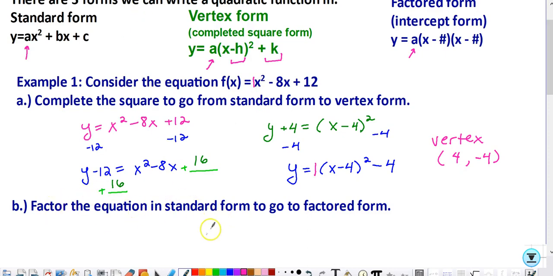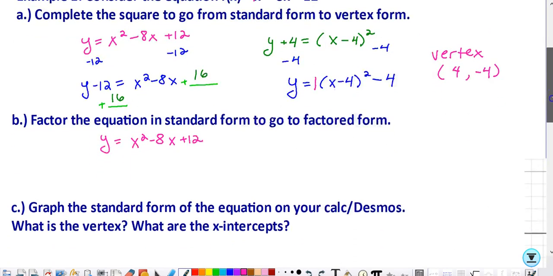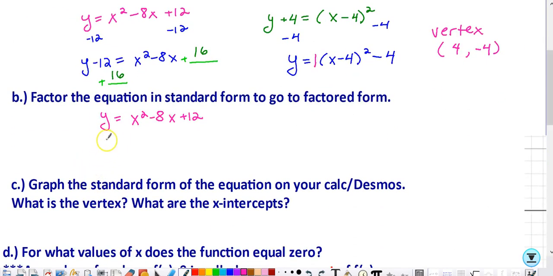Now factor the equation to go from standard form to factored form. So again, I'm going to start with my original standard form. And let's factor. What multiplies to 12? That adds to negative 8.